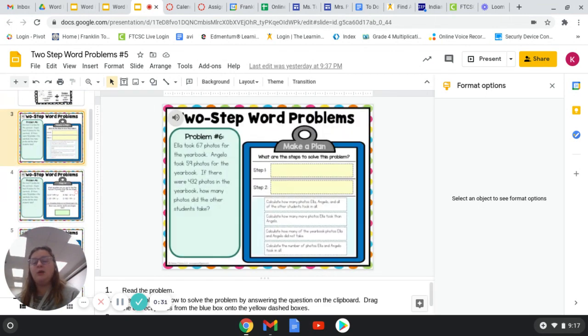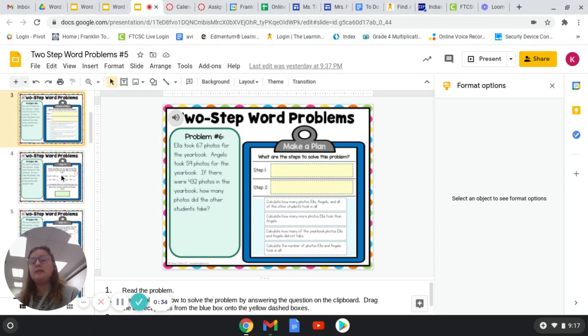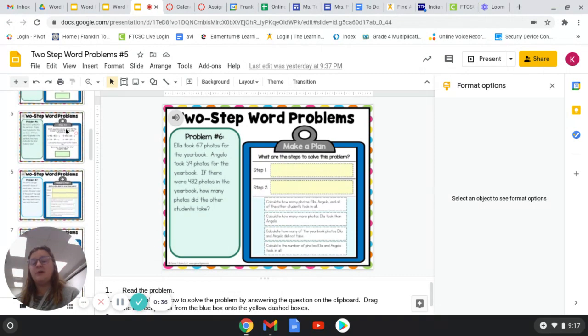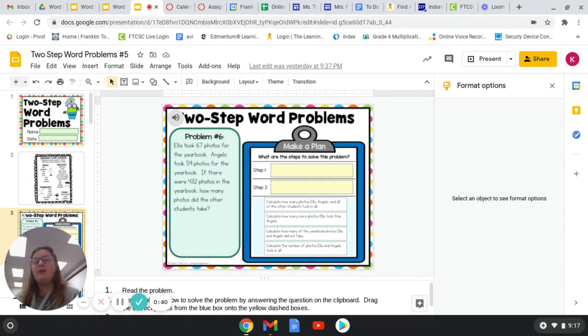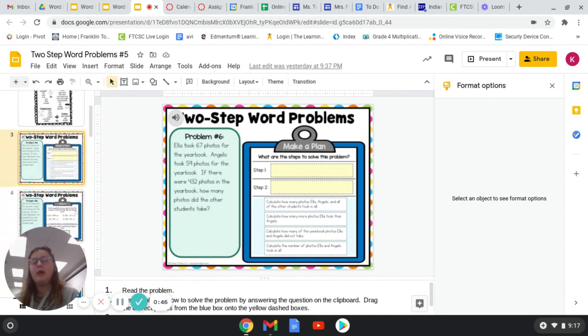Again, I'm going to walk through this first example problem, and then I'm going to do an example problem with an example at the very end of the assignment so you can see how to do that. Google Read and Write will not work on this assignment, so I have recorded myself reading all of the problems. You just have to click on this audio button up here in the top left corner.